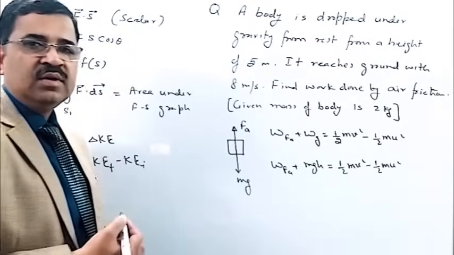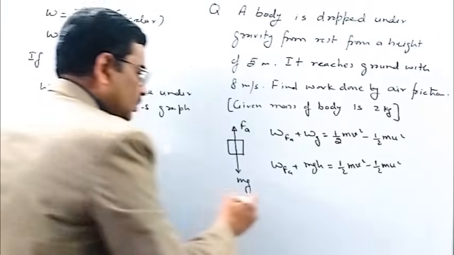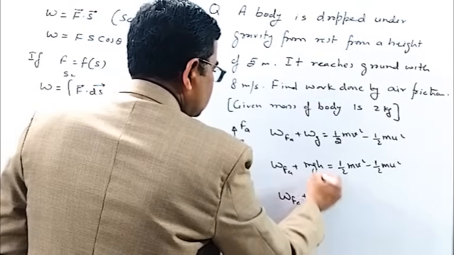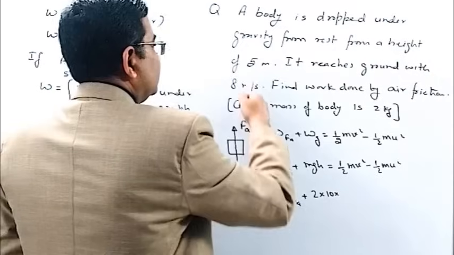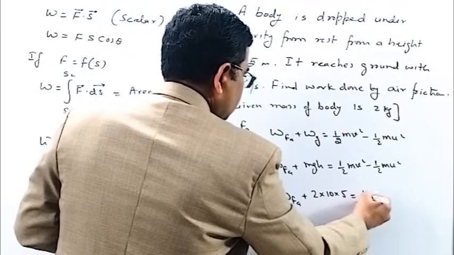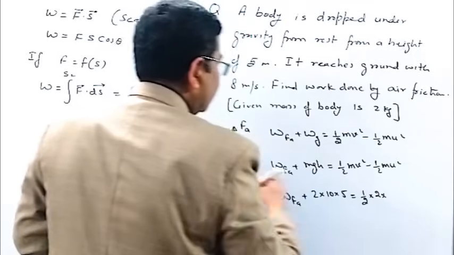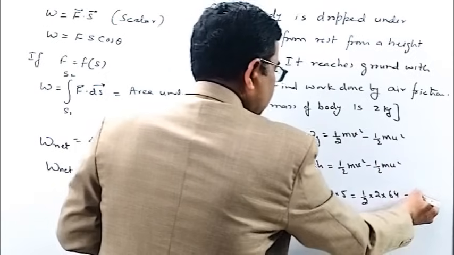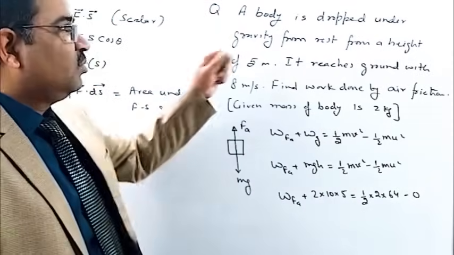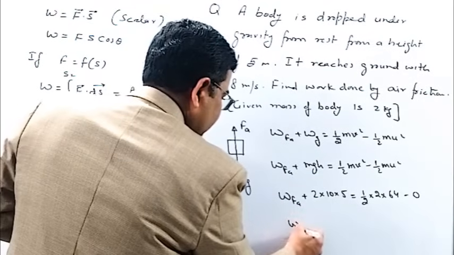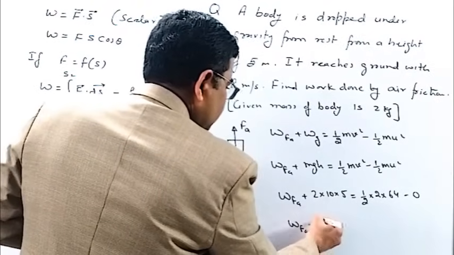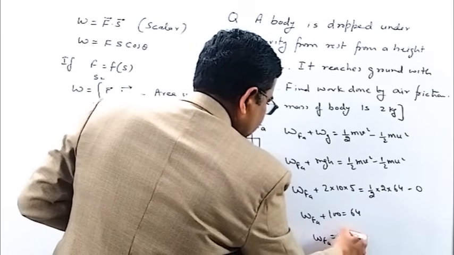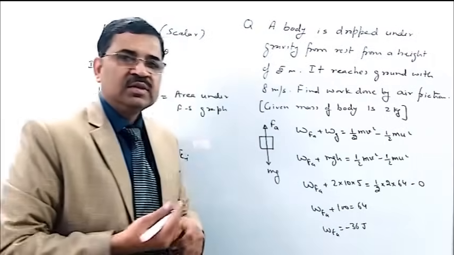Now I will put the values here and we get the work done by the air friction. So this is work done by air friction plus the mass of the body is 2, g is 10, and h is given as 5, and this is equal to half, mass is 2, and the final velocity of the body is given as 8. So 8 square is 64 minus initial, it is 0 because the body is dropped from rest. Now I get work done by air resistance plus this becomes 100, and on this side it becomes 64. So the work done by the air friction is minus 36 joule. So this is our final answer.